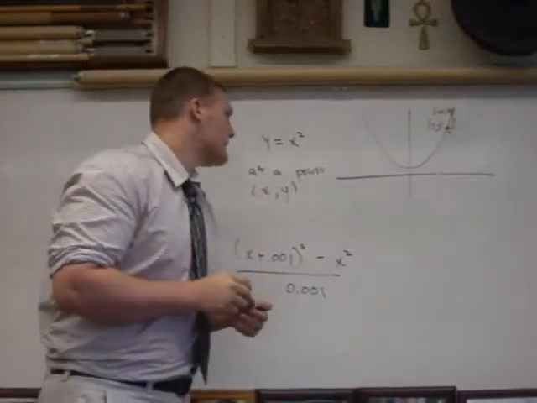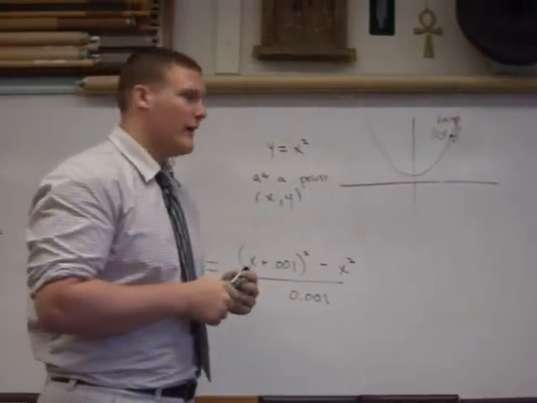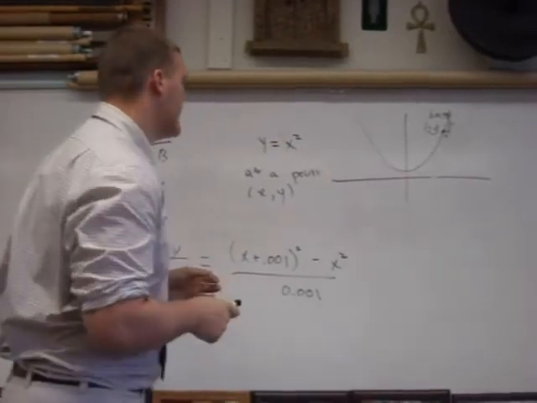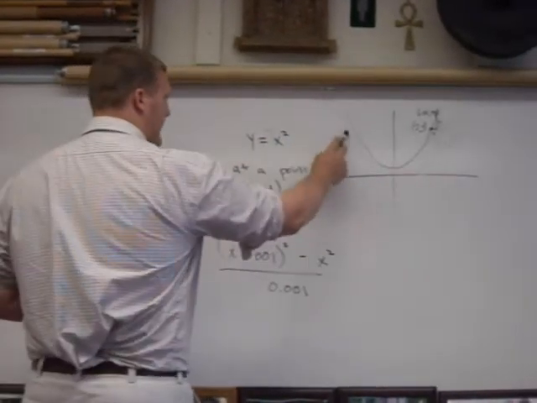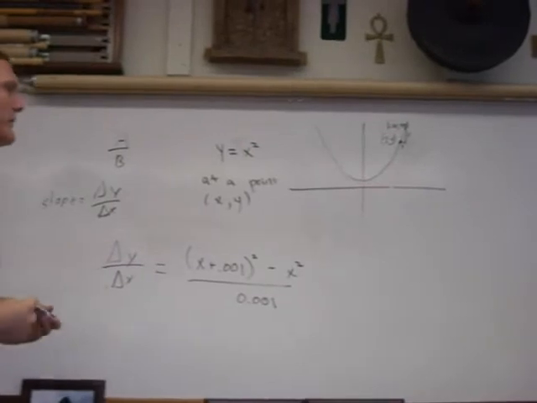Hello, today we are going to do the slopes to curved lines. So the first thing we have here is the graph of y equals x squared. And to find any slope, you're going to need 2 points.